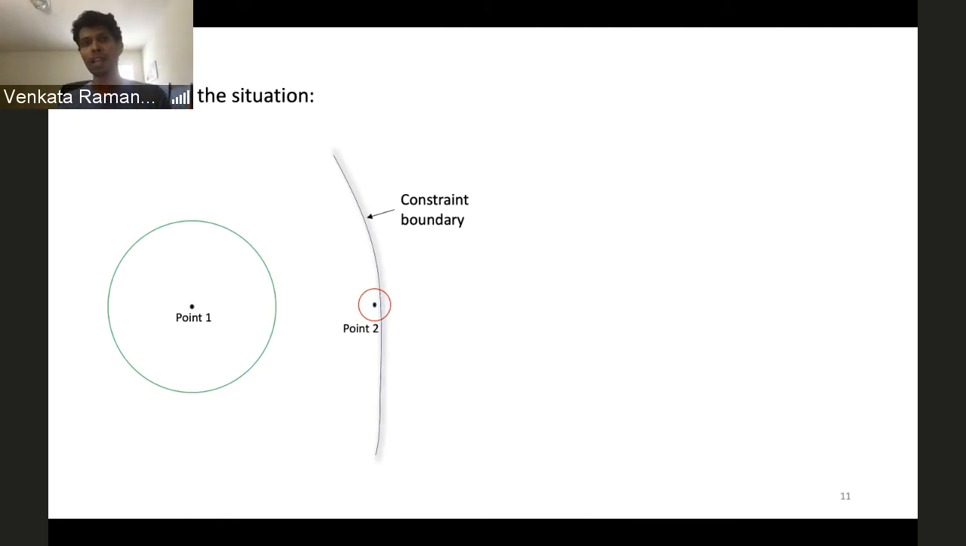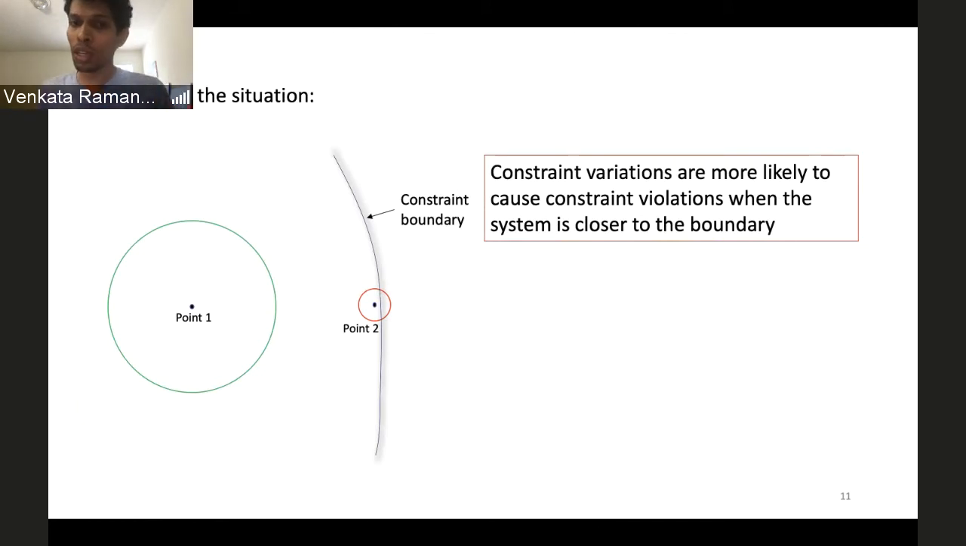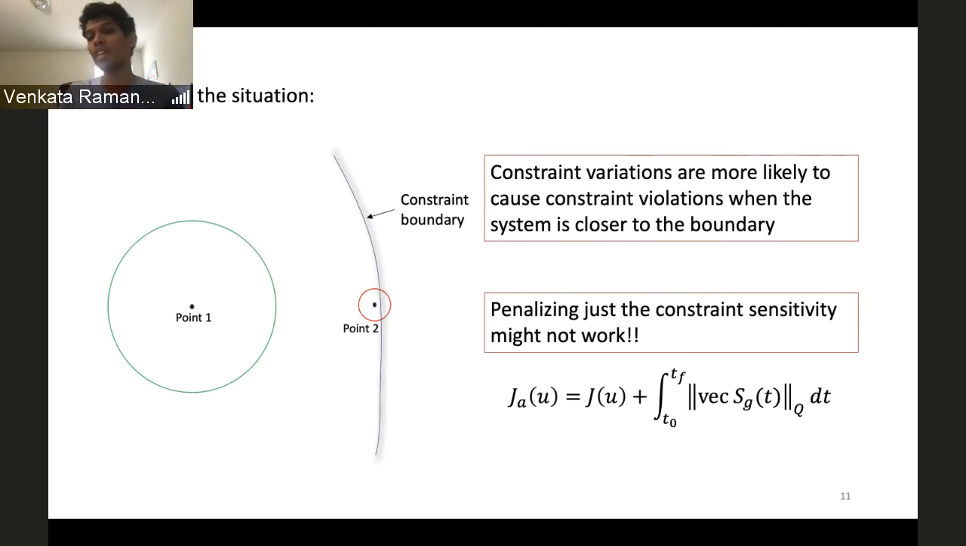And you can quickly realize that if the point is further away from the constraint boundary, even large variations in the constraint don't really result in a constraint violation per se. But if the point is closer to the constraint boundary, even small variations in constraint value can lead to constraint violations. So which means constraint variations are more likely to cause constraint violations when the system is closer to the boundary. So if you penalize just the constraint sensitivity, it might not work.